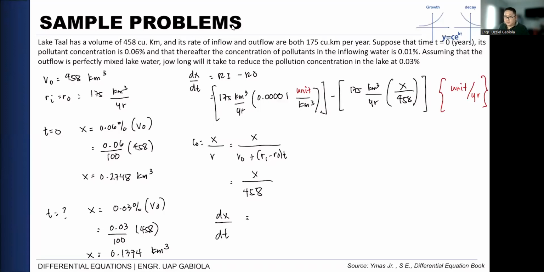That is 1.75 times 10 to the negative 3 minus, so 175 over 458. That is 0.382x. Okay?